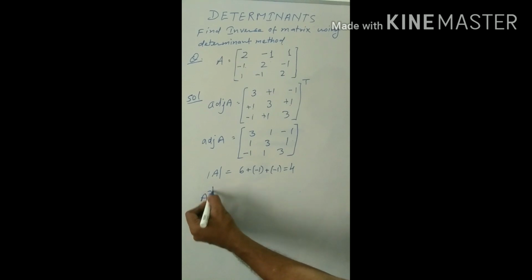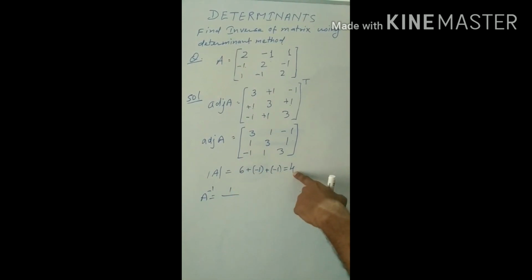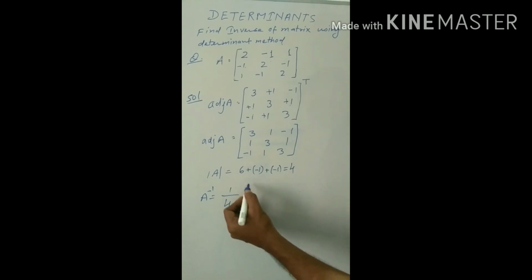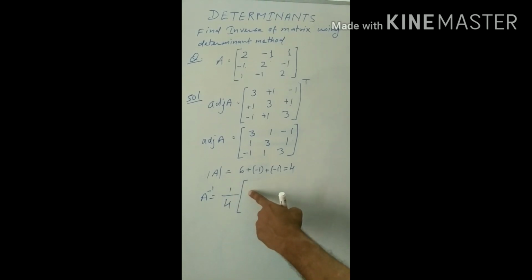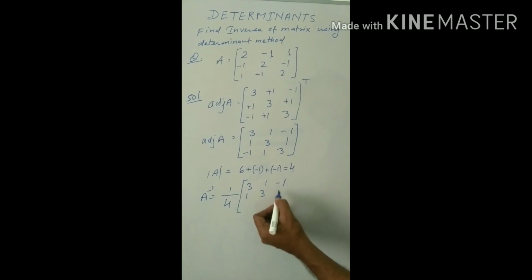A inverse equal to 1 upon determinant of A. Determinant of A is 4. Here we have to write the adjoint of A. Adjoint of A is this one: 3, 1, minus 1, 1, 3, 1, minus 1, 1 and 3. This is our A inverse.